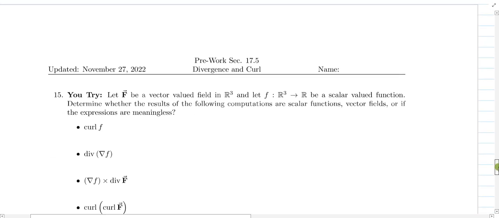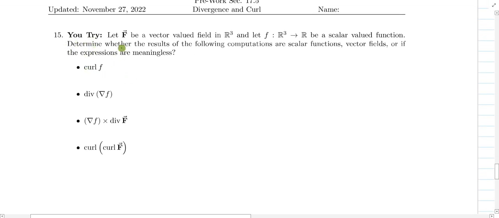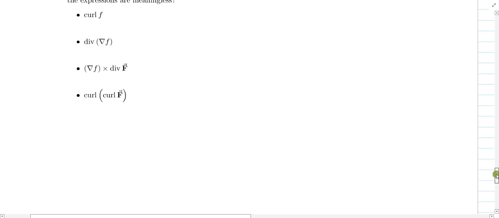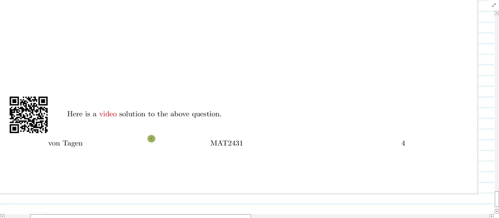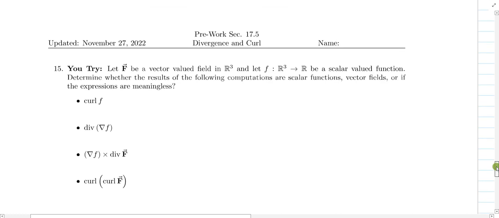And then after that, I'd like you to go ahead and try this problem here, where I'm asking you to determine which of these operations make sense, which of them return vectors, and which of them return scalars. Okay? So give it a shot. I can look at this one already and say something seems fishy here, right? Because I take the curl of what type of object? I take the curl of a vector field, not the curl of a scalar valued function. So you'll see that. Go ahead and give it a shot. If you get stuck, there's a video solution to the above question. So you can take a look at that.